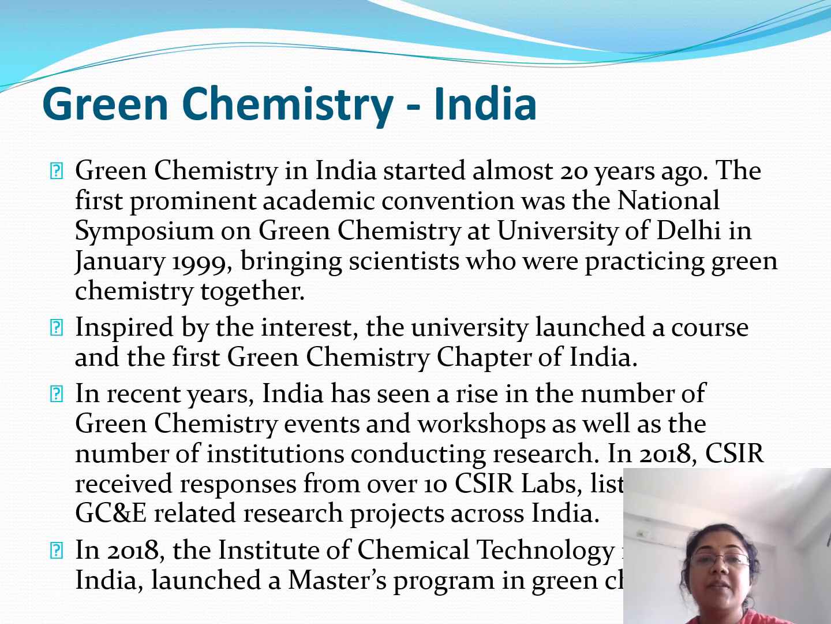If we go for green chemistry in India, which started here in our country almost 20 years ago, the first prominent academic convention was the National Symposium on Green Chemistry, which was held in University of Delhi in 1999, bringing together scientists who were practicing green chemistry. In recent years, India has seen a rise in the number of green chemistry events and workshops, as well as the number of institutions conducting research. In 2018, CSIR received responses from 10 CSIR labs which were working on projects on green chemistry across India.